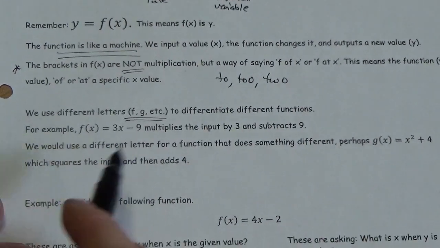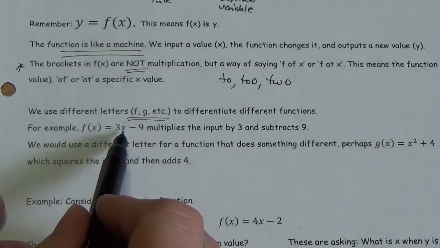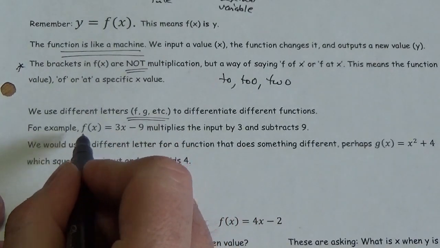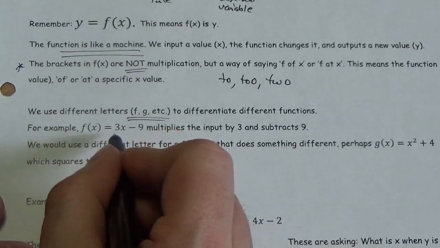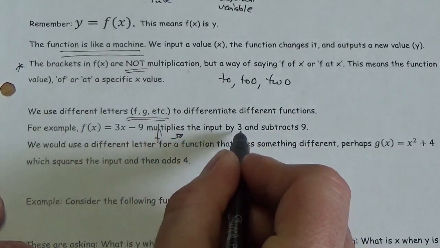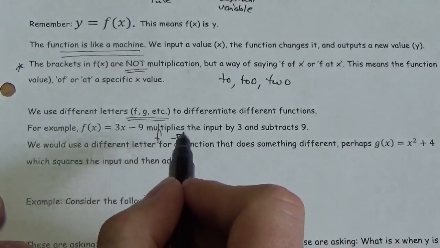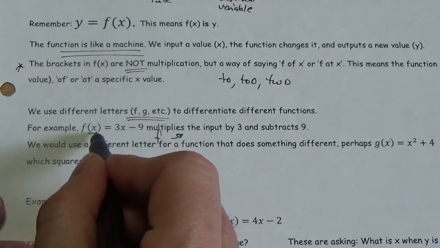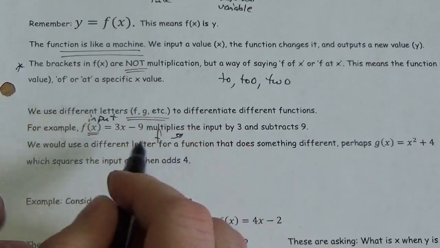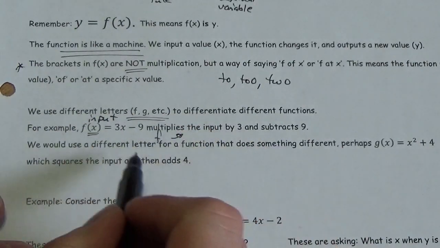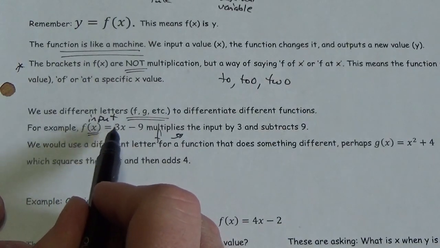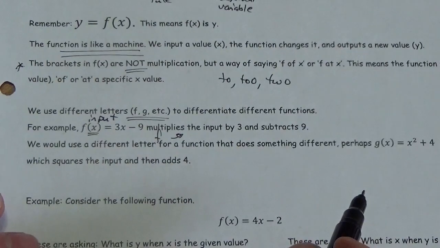Okay? And so just another example here. f of x equals 3x minus 9. Remember what the f stands for. It multiplies the input by 3 and subtracts 9. That's what the f means. And then what's inside the parentheses? This is my input. So multiply the input by 3 and subtract 9. Well, if the input is x, multiply the input by 3, 3x, and minus 9.